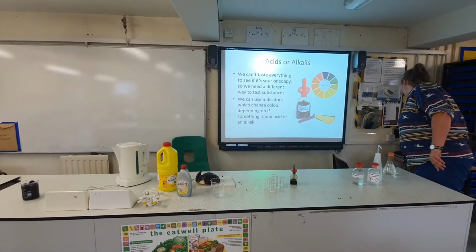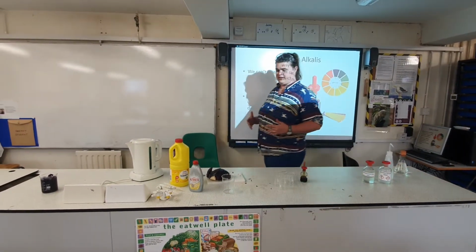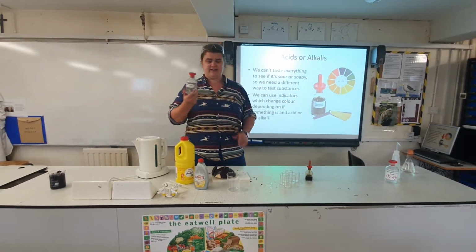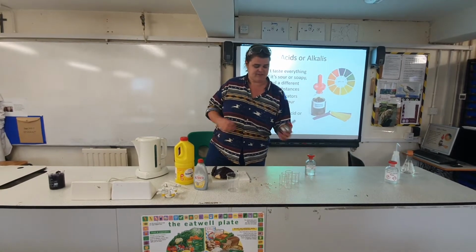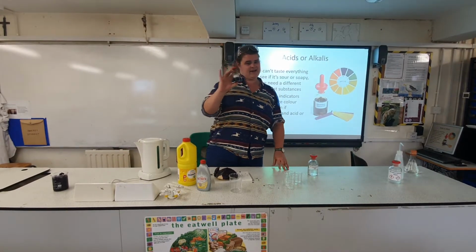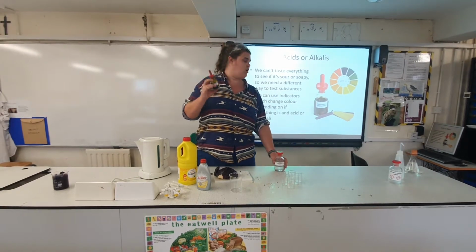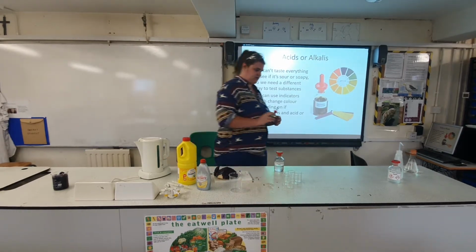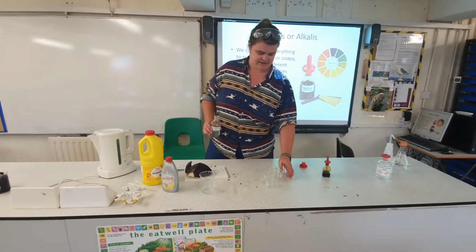Okay? So we can't just taste things to check whether they're sour or soapy in a science lab. Okay, I'm not just going to start tasting some acid because that wouldn't be safe. So what we do instead is we have a special set of chemicals that we call indicators. And we put those into our substances and they'll change colour based on whether we've got an acid, an alkali or something neutral. So I'm just going to prove to you that I'm not lying to you about indicators.